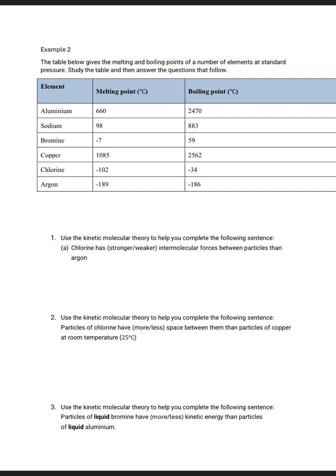If we look at the melting point of chlorine and that of argon, what do we see? We can see that chlorine has a higher melting point than argon. So it means we need more energy.